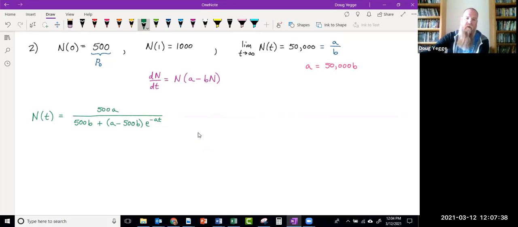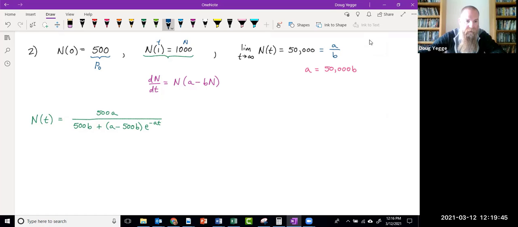Okay. Now we could go ahead and use the other fact here. It's not an initial condition, but it's a condition that's told that after 1 week or after 1 day, 1,000 people have seen it. So that means that I could replace T with 1 and N with 1,000. So we can now replace our N with 1,000 and our T with 1, which would make it 500A in the numerator over 500B plus A minus 500B E to the negative A, where I just replace T with 1.